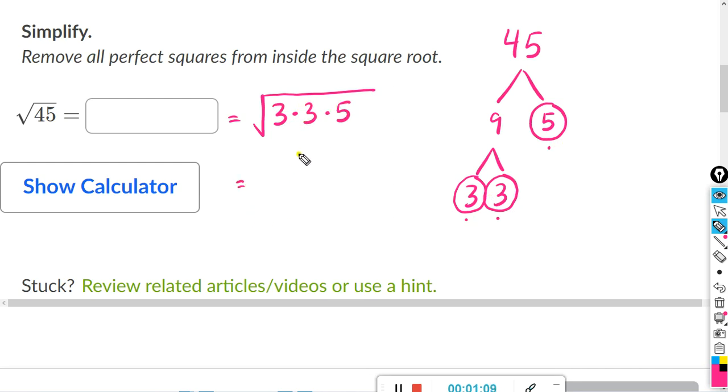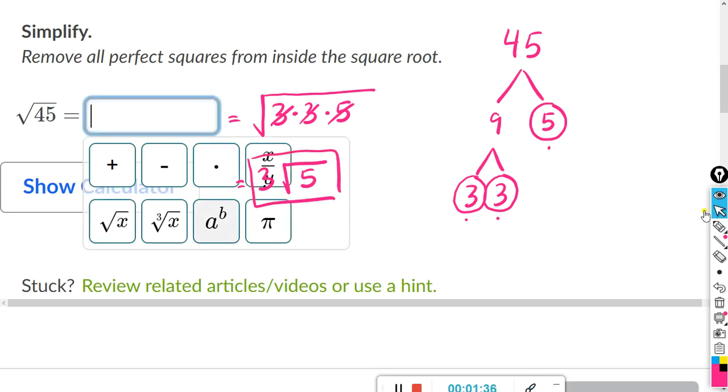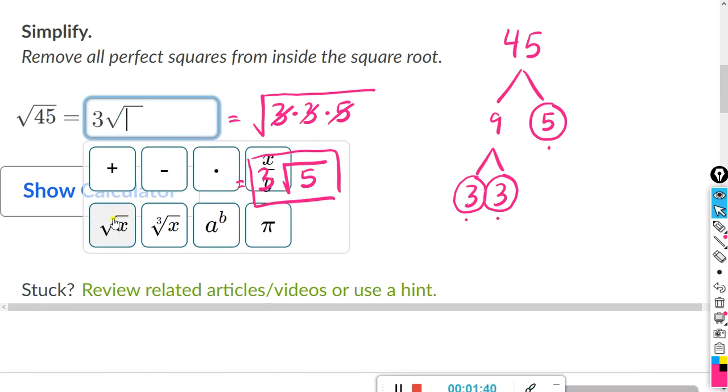All right, so anytime you see a number multiplied by itself, you can pull that outside of the square root symbol. So the square root of 3 times 3 is just 3, and we have the square root of 5 left underneath the radical symbol. So that's your answer right there, 3 radical 5. Okay, click the square root symbol right here and type 5.